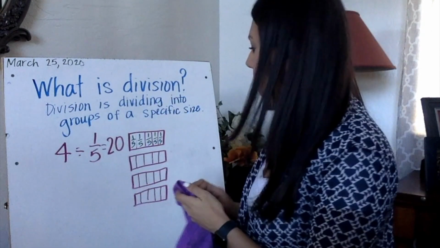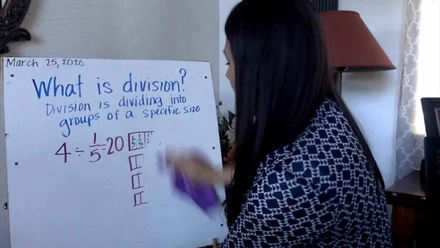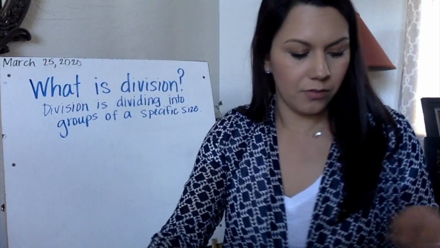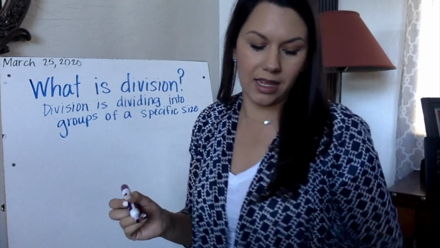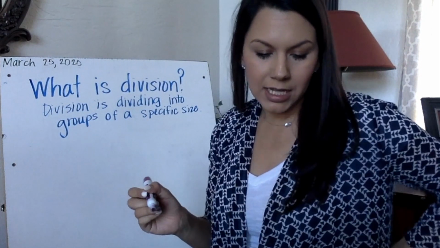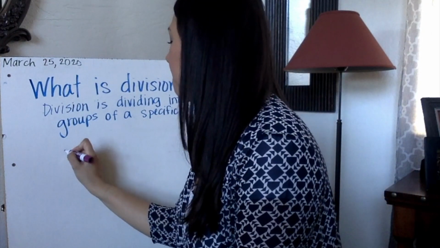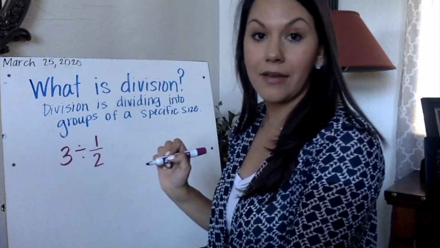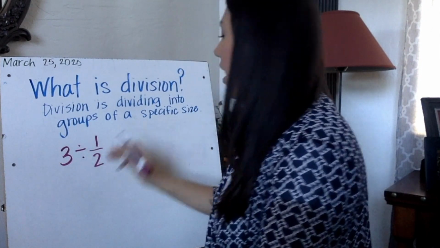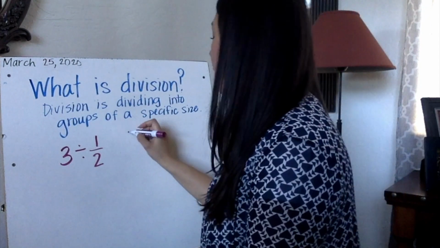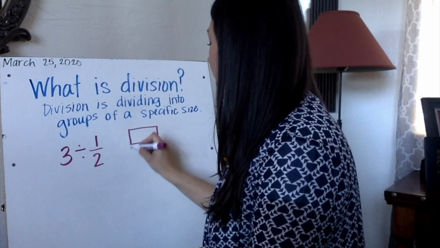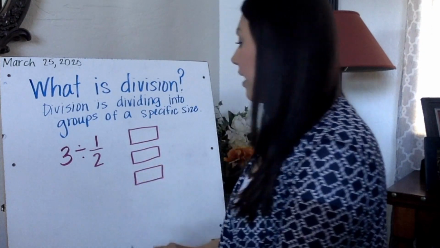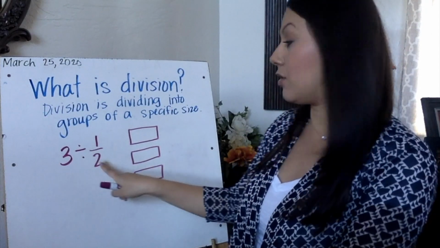So let's do our next one. I hope that makes sense. But we're going to do a few. My next one is going to be 3 divided by 1/2. Okay? So I'm going to have how many wholes? 3 wholes. 1, 2, 3. Each of my wholes is going to be a half.